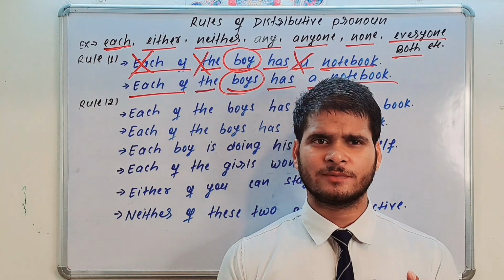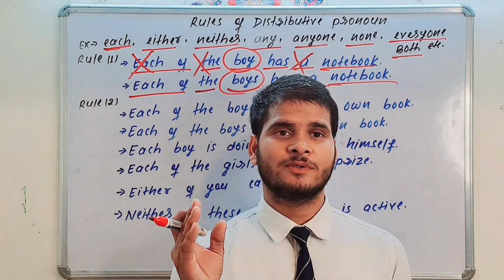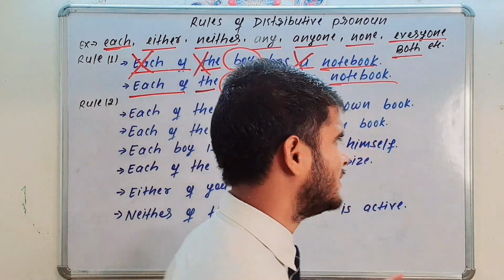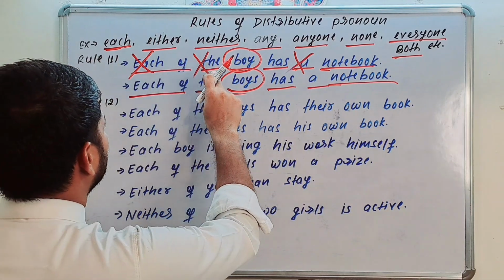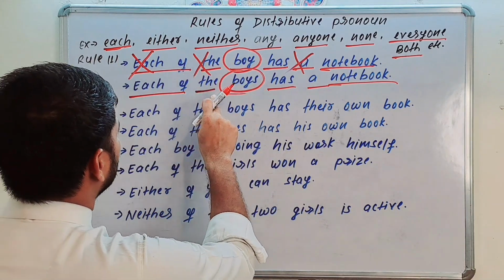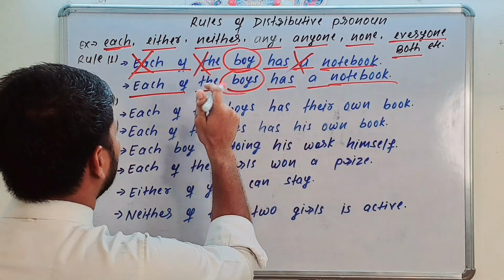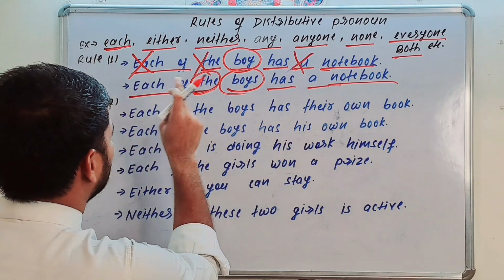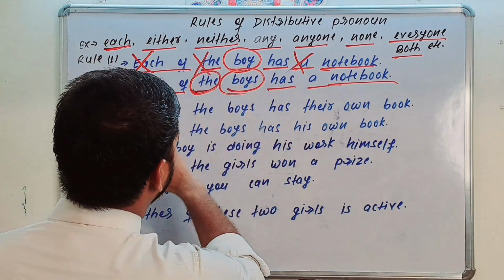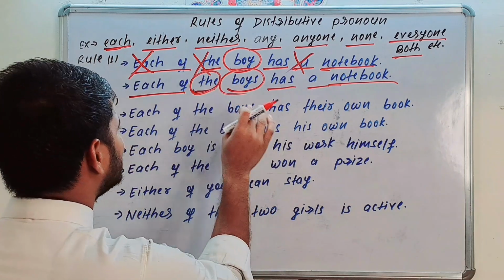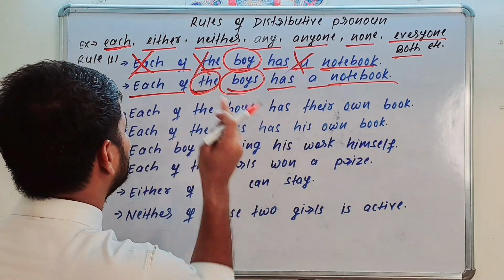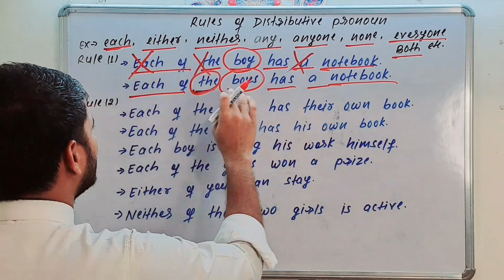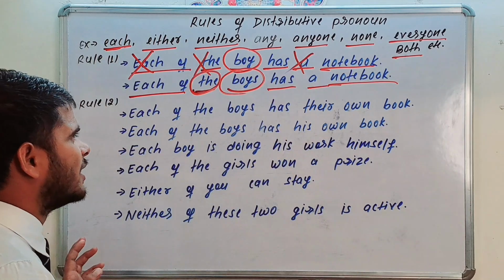And this is the second rule. The article "the" is used after each of, either of, neither of, and before a plural noun in a sentence. Here, see, each of the boy. Here, each of the boys has a notebook. Basically, the article "the" is used after each of, either of, neither of, and before nouns. This is your second rule.